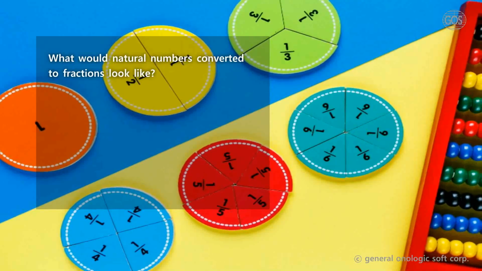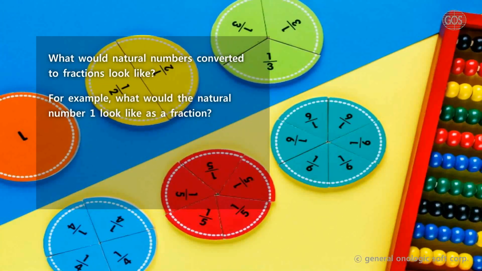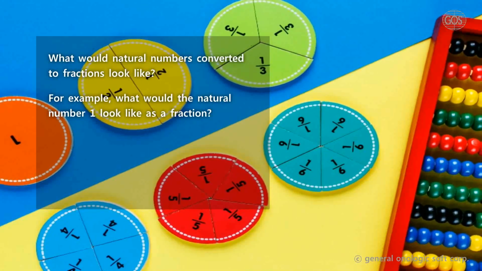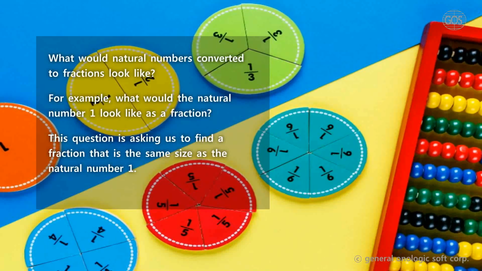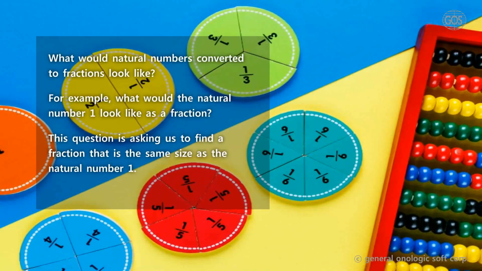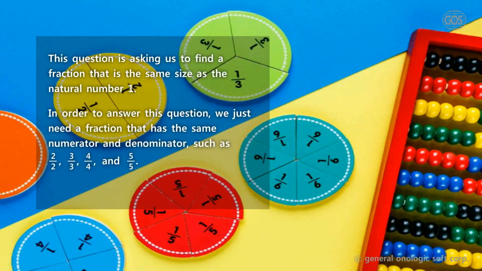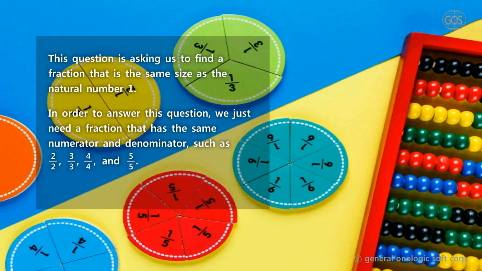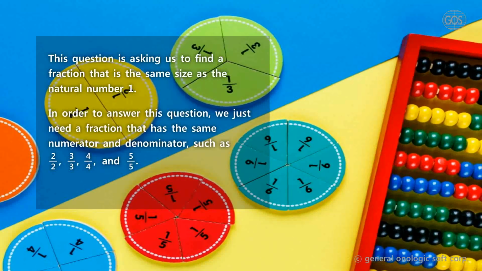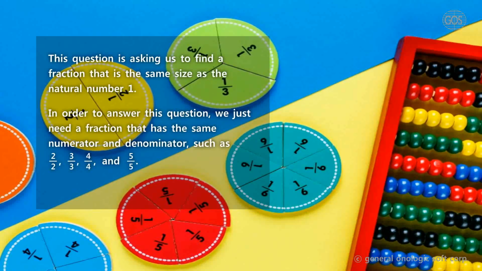What would natural numbers converted to fractions look like? For example, what would the natural number 1 look like as a fraction? This question is asking us to find a fraction that is the same size as the natural number 1. In order to answer this question, we just need a fraction that has the same numerator and denominator, such as 2/2, 3/3, 4/4, and 5/5.